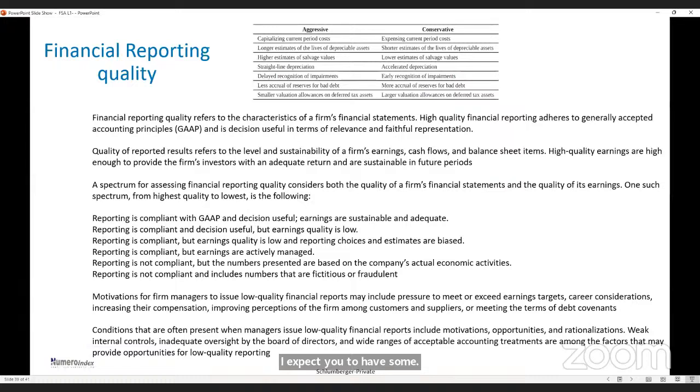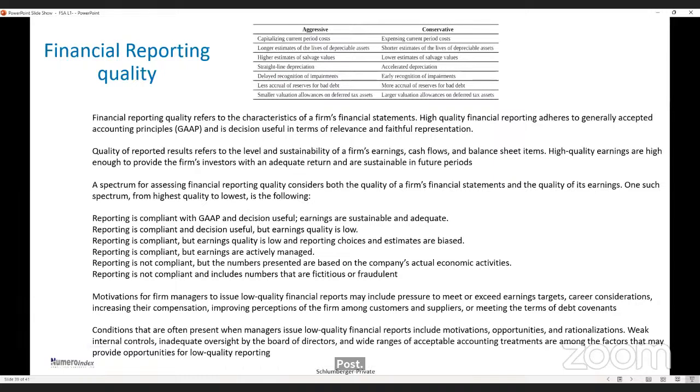Because people normally window dress, let me put it this way. One of the things you should understand is aggressive reporting versus conservative. What are the examples of aggressive reporting? When you are capitalizing current period cost. But for a conservative, you are expensing the current period cost.